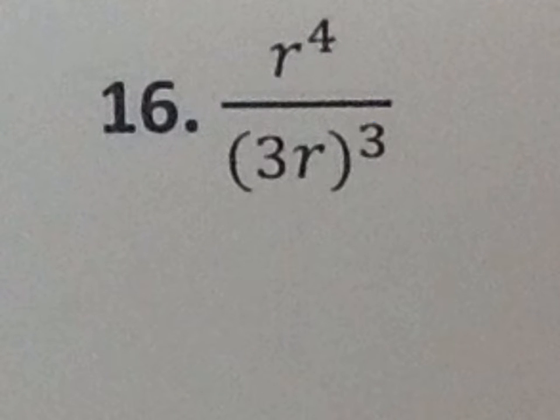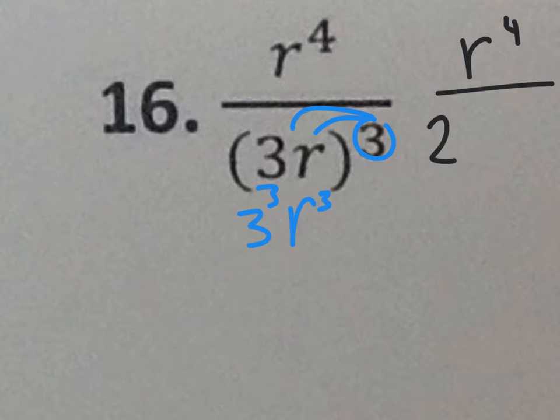Number 16. Distribute the bottom one. The 3 goes to each one of those. So you're going to have a 3 to the 3rd, r to the 3rd. So your new fraction is r to the 4th over 3 to the 3rd is 27. 3 times 3 is 9 times 3 is 27, with the r to the 3rd on the bottom. And the r to the 3rd on the bottom cancels with 3 of the 4 up on top. So you have 1 r left up on top. So your final answer should be r over 27.